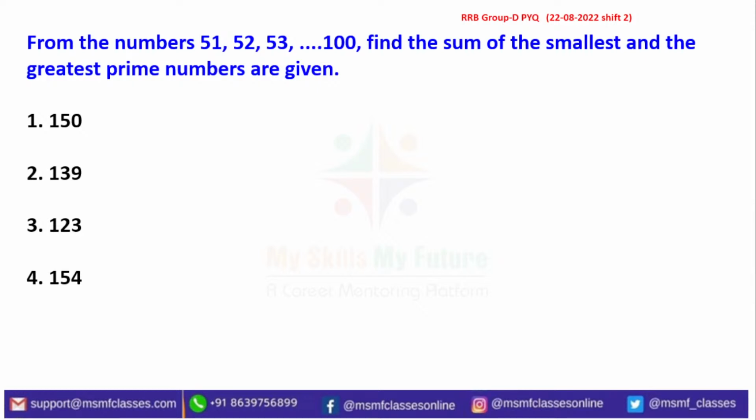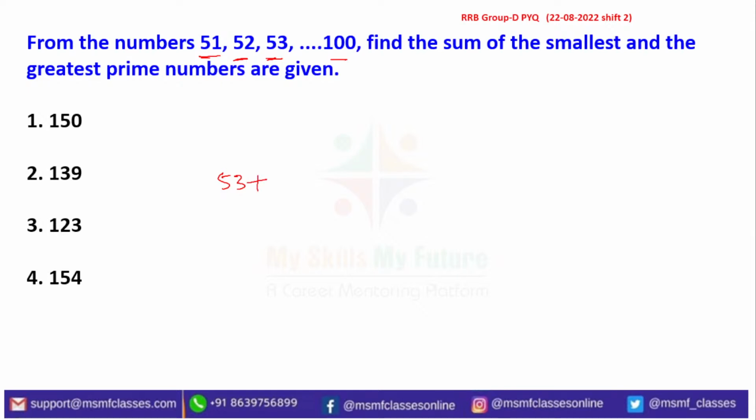Right, see the question. From the following numbers, 51, 52, 53, and so on up to 100, find the sum of the smallest and greatest prime numbers. So we need to find the sum of the greatest and smallest prime numbers. From the start, 51 is not a prime number, 52 is also not a prime number, 53 is a prime number. Prime number means only one factor, that is one, is there; no other number divides it.